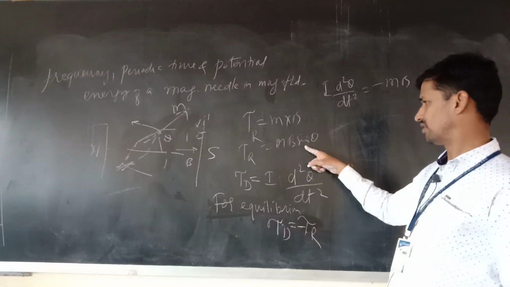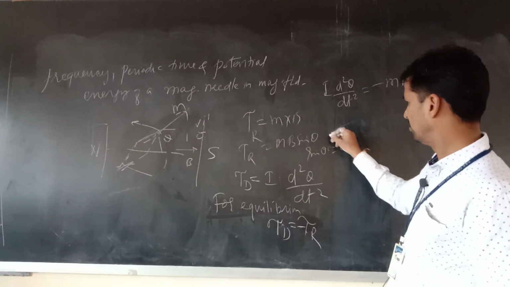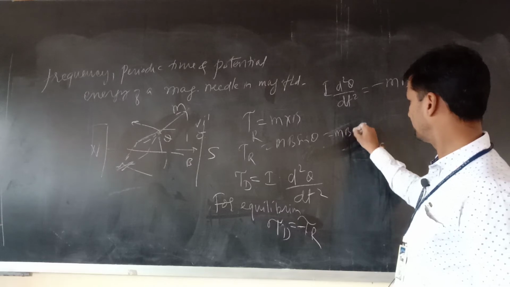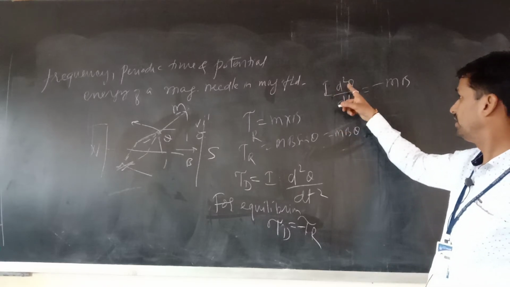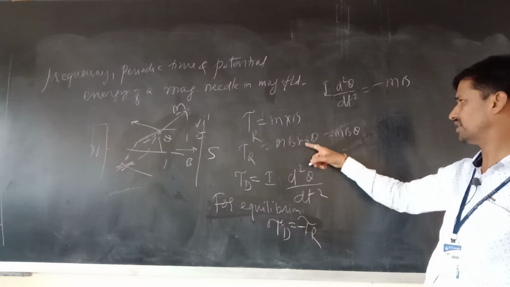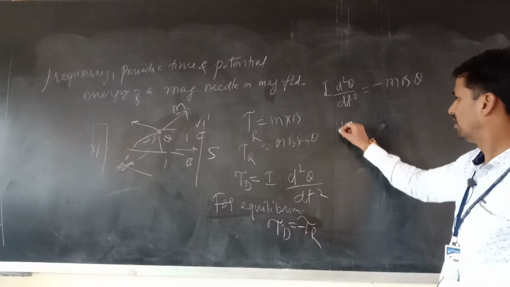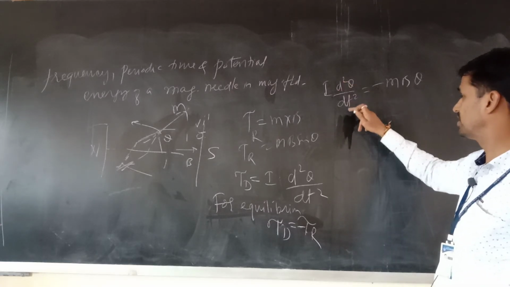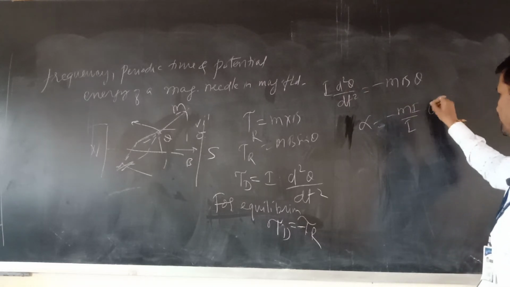For smaller angles, children, if theta is very small, sin theta is nearly equal to theta, so I'll simply write it as mBθ. I d²θ/dt² is, as it is, minus mB into, for smaller angle sin theta is nearly equal to theta, I'll write it as theta. Now this d²θ/dt² is angular acceleration, which is alpha, equal to minus mB upon I into theta.